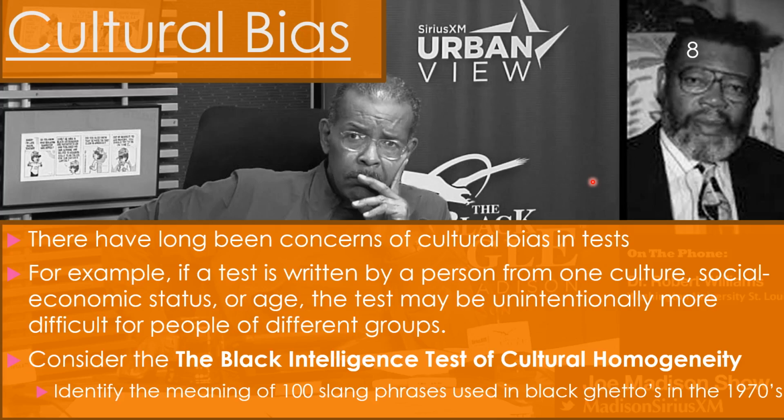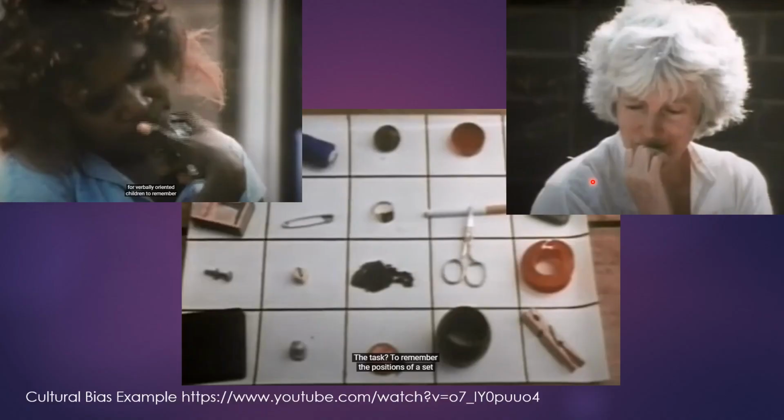And not a big surprise, those children got very high scores on the test. They did really, really well. But people who did not grow up in black ghettos did a lot more poorly. And so it's a very clear example of a test that was designed to be culturally biased, just to highlight the concern that intelligence tests could be culturally biased. This gentleman, I believe, is still actually active in the research community, and I would strongly encourage you to check him out if the Black Intelligence Test of Cultural Homogeneity makes sense to you and is interesting.